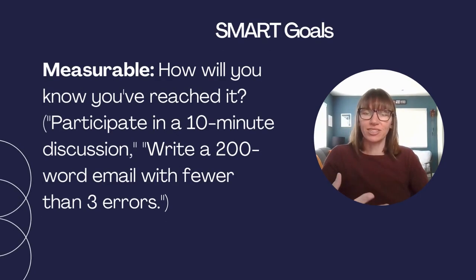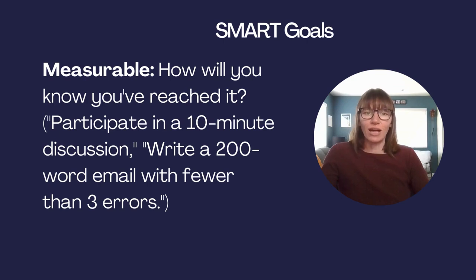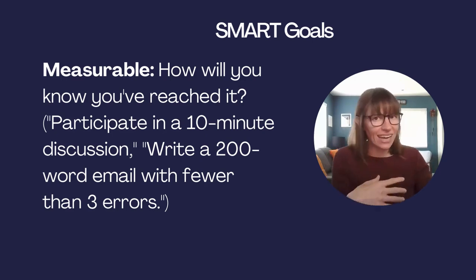The next step is measurable. How will you know when you've reached your goal? For example, participate in a 10-minute discussion or write a 200 word email without any errors, or with fewer than 3 errors, or with fewer than 10 errors. It's all completely up to you.